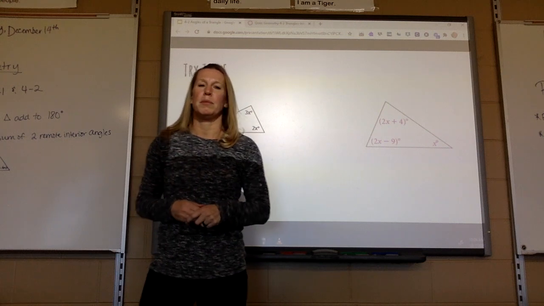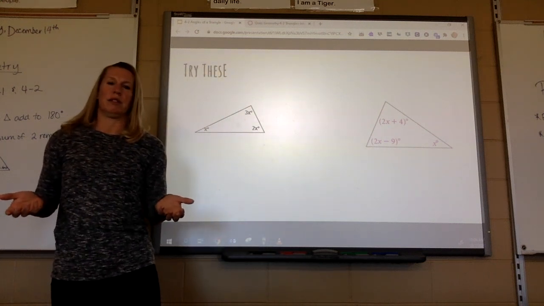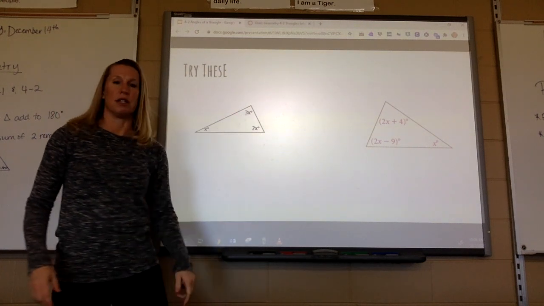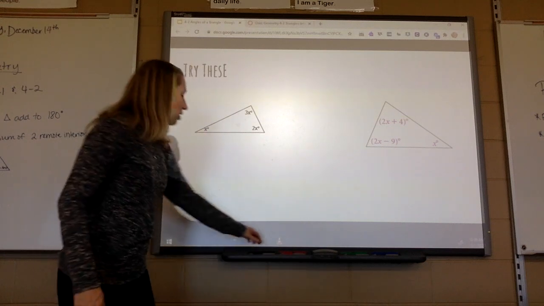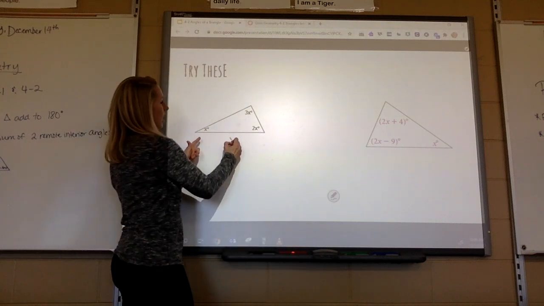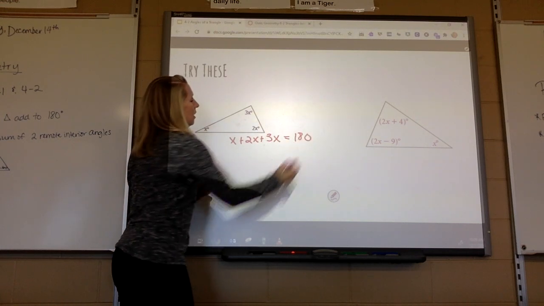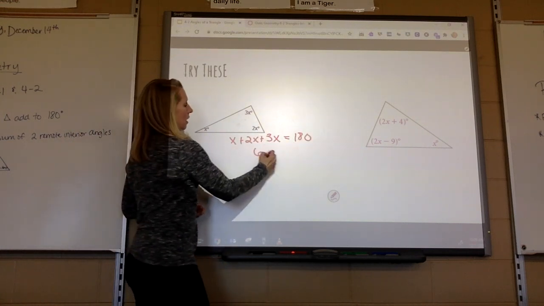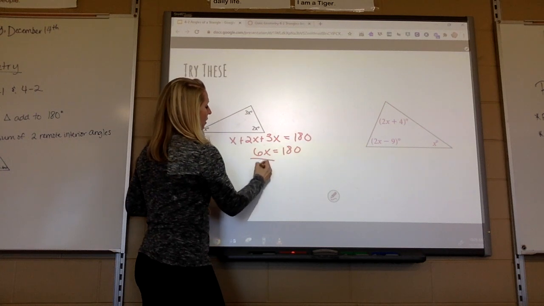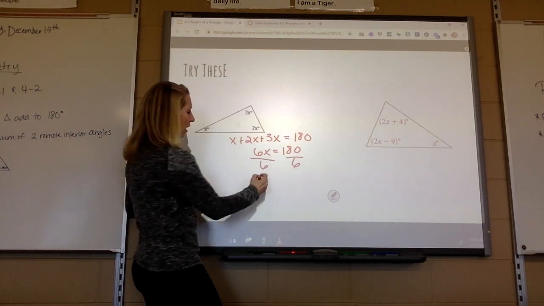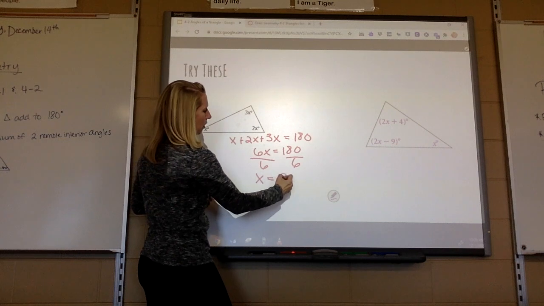Okay, what about some problems where you have some variables? Well, remember that all the angles in a triangle add up to 180. So you would just add all the angles, x plus 2x plus 3x, and that would equal 180. So you'd have 6x equals 180, divide by 6, and you would get 30.